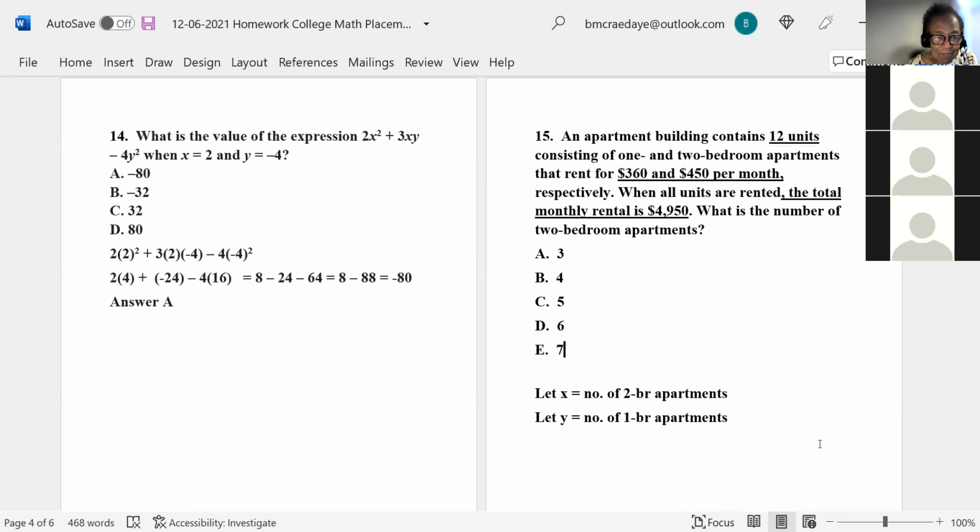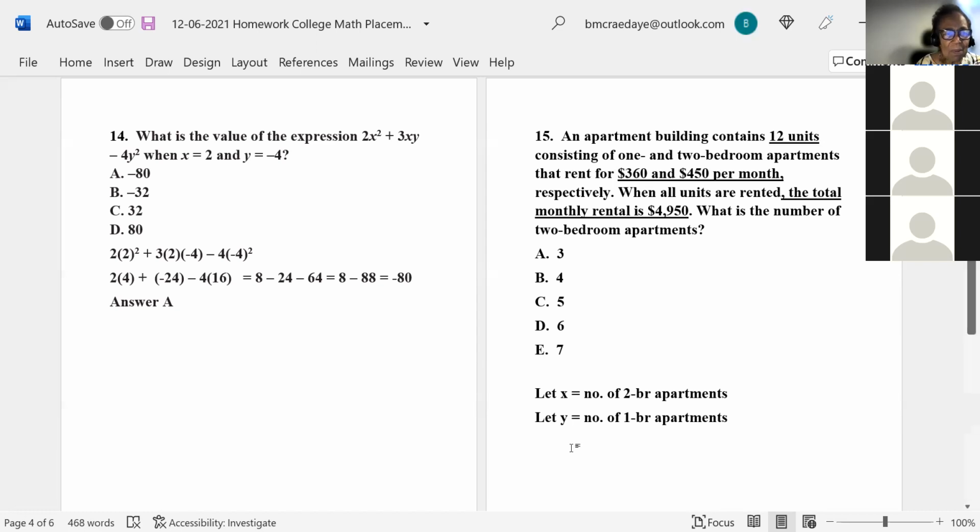Okay, I don't know if I do it right, but I can tell you what I do. Then I write 450X plus 360. Then I put 12 minus X in quotations equals 4,950. I don't know if it's right.